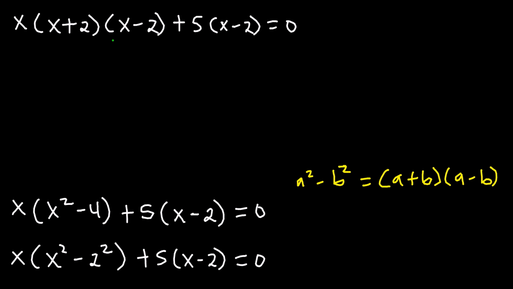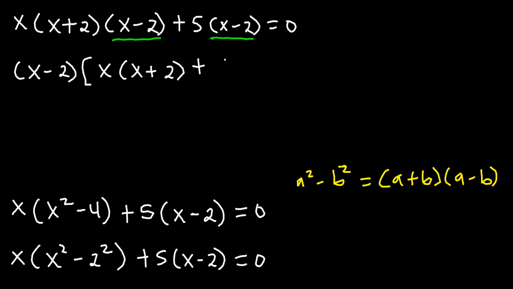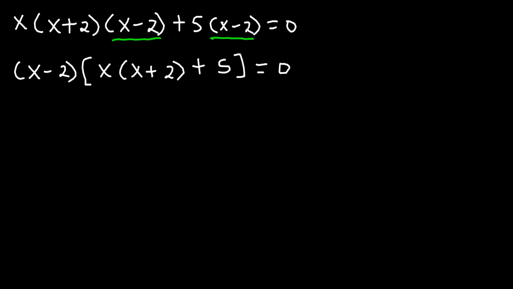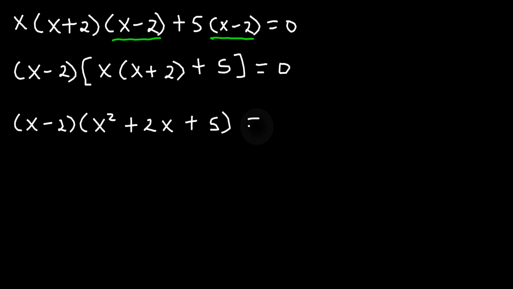And once again, x minus 2 is a common factor. If we pull it out, we shall have x minus 2 into, for the first part, we shall remain with x times x plus 2, and then plus, for the second part, we shall remain with 5, and this will be equal to 0. This will give us x minus 2 into, now if we expand this, x times x will give us x to the power of 2 plus x times 2, which will give us 2x, and then plus 5, and this will be equal to 0.